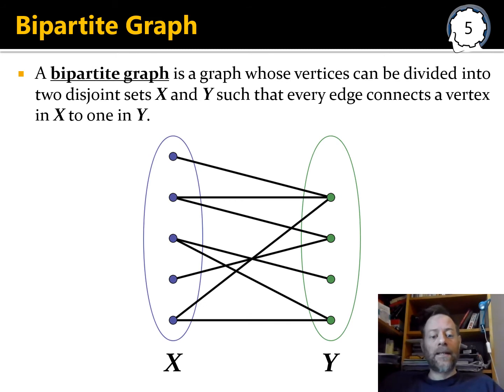Here is an example where we have all the blue vertices on the left, and every blue vertex is only connected to green vertices on the right, and there are no edges between any pair of blue vertices or any pair of green vertices.